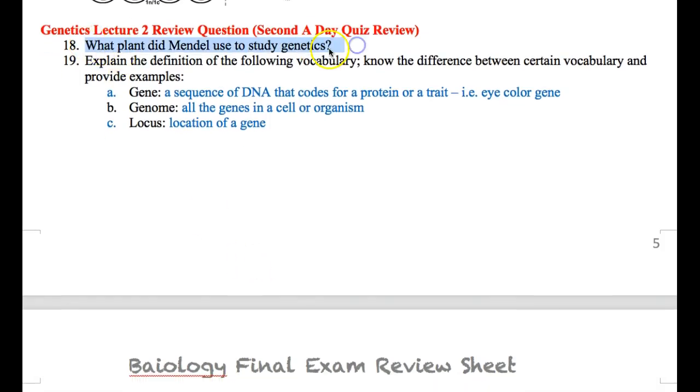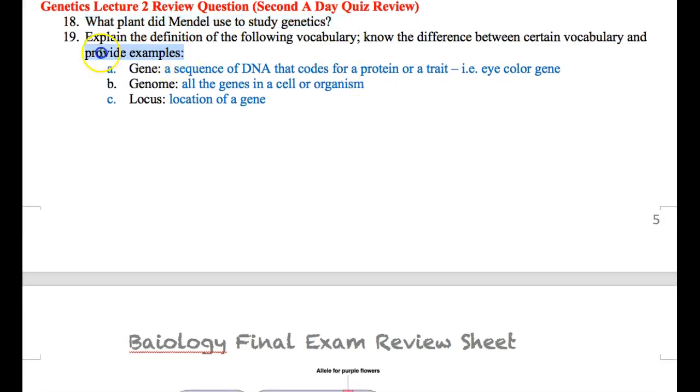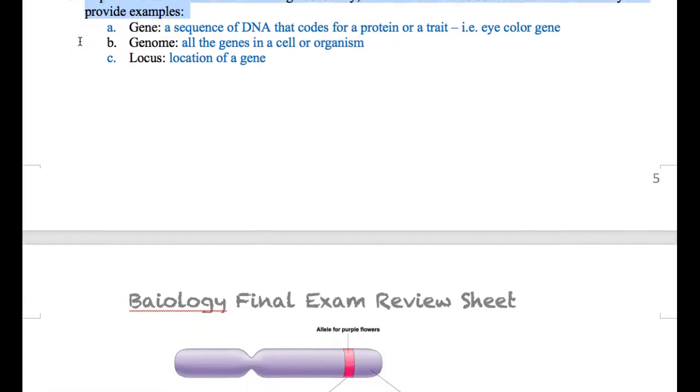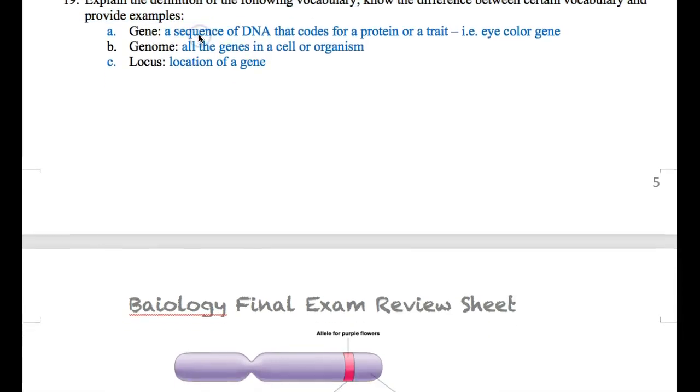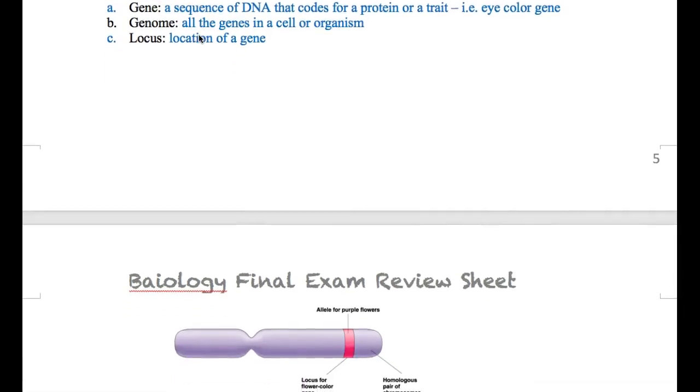What plant did Mendel use to study genetics? It's the pea plant. Now we have a bunch of vocabulary words, okay? You need to make sure that you understand these so when you see those words in a question, you know exactly what they mean.